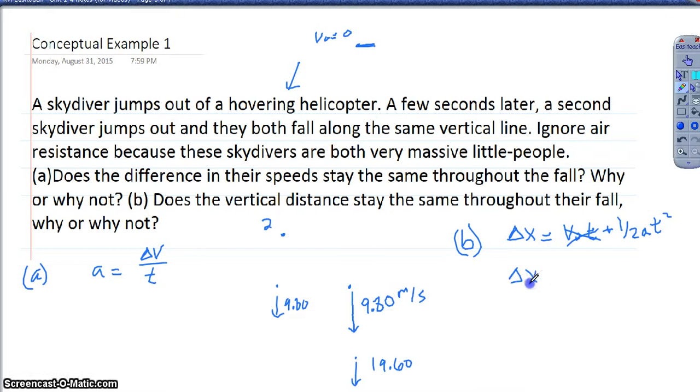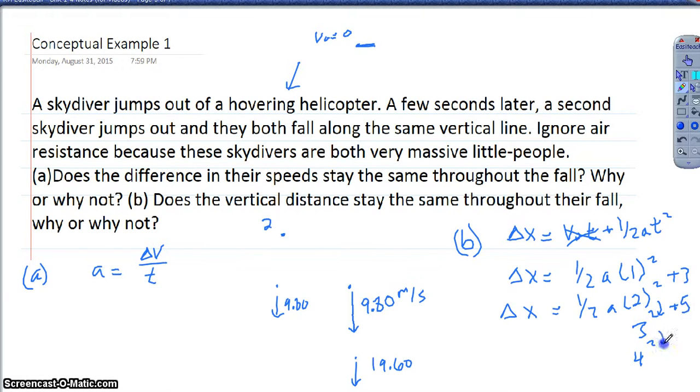So initially, my delta x would be 1/2 a times 1 squared. But then when I plug in 2, it'd be 1/2 a times 2 squared, which is actually 4 times bigger, right? And then 3 squared, which is actually 9 times bigger, then 4 squared, which is 16 times bigger. The distance increases by more and more each time, right? It went from 1 to 4, which is an increase of 3. Then it went from 4 to 9, which is an increase of 5. 9 to 16, which is an increase of 7. So the distance is constantly getting longer.